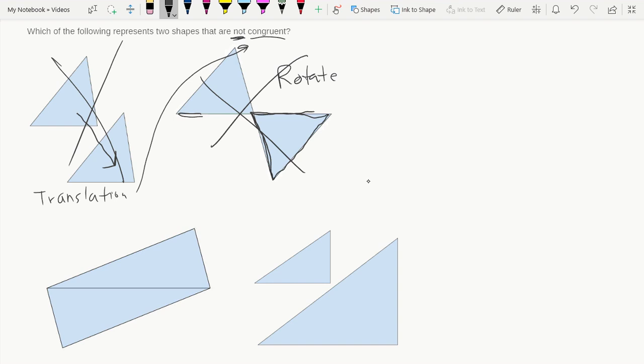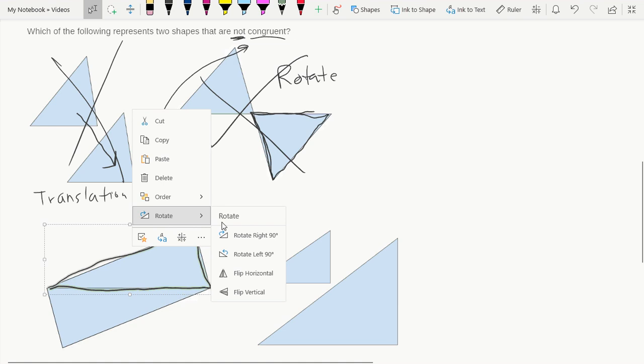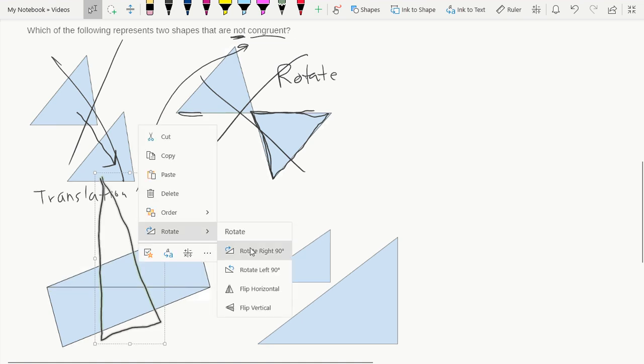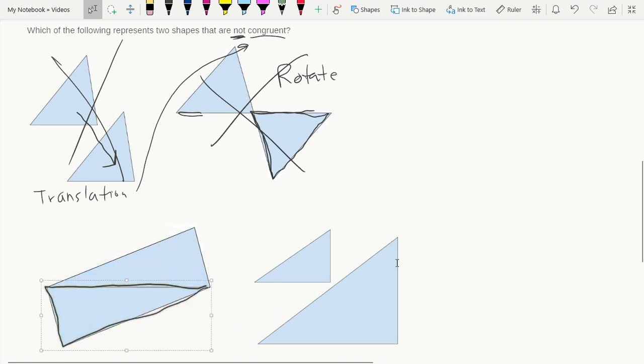This one down here is another rotate. So if I take this and I rotate it twice, let's do that. So let's rotate 90, and then let's rotate 90 again. If I rotate twice, look at that. That's going to be congruent. Can't use it.